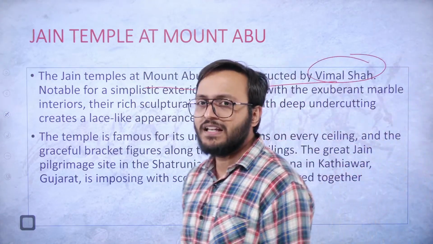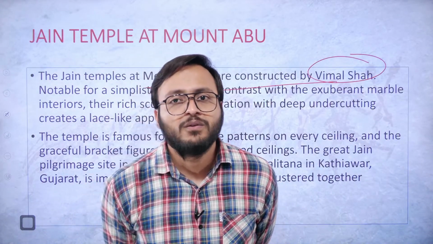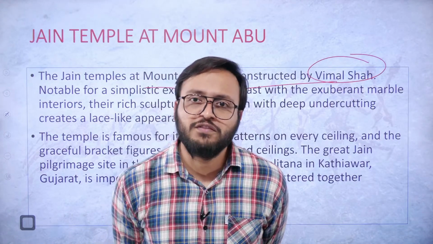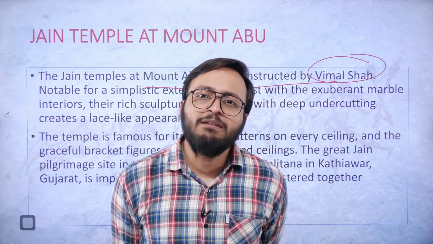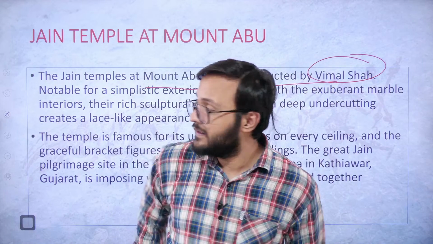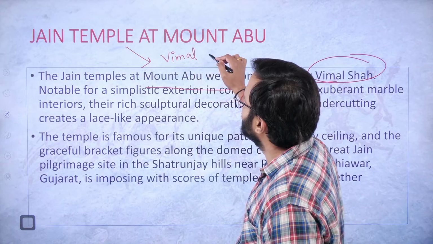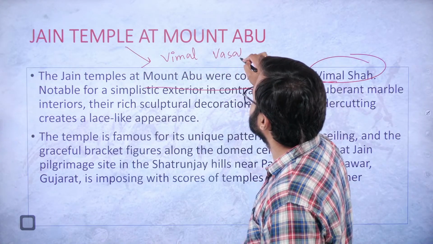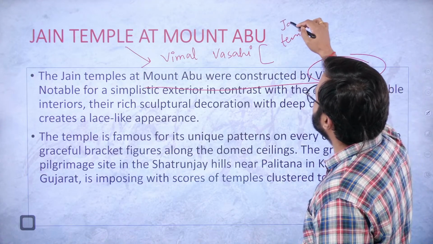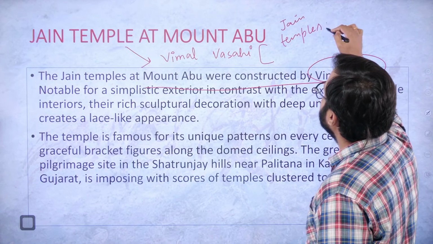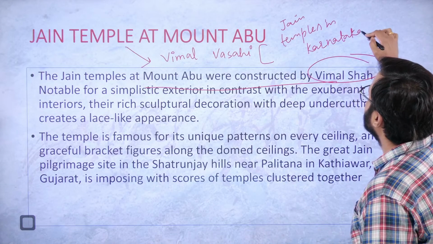Vimal Shah was one of the ministers in the court of the Solankis or Parmars, and later on this structure became famous as the Vimal Vasahi. Similarly, the Jain temples in Karnataka are also called Basadi.